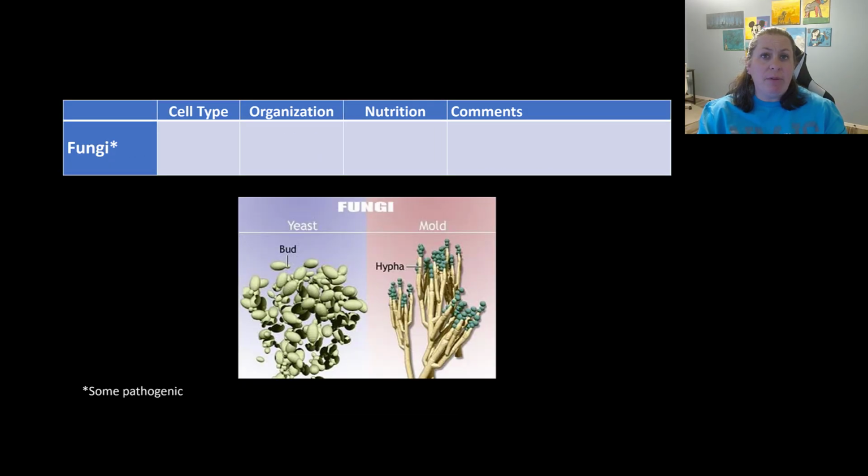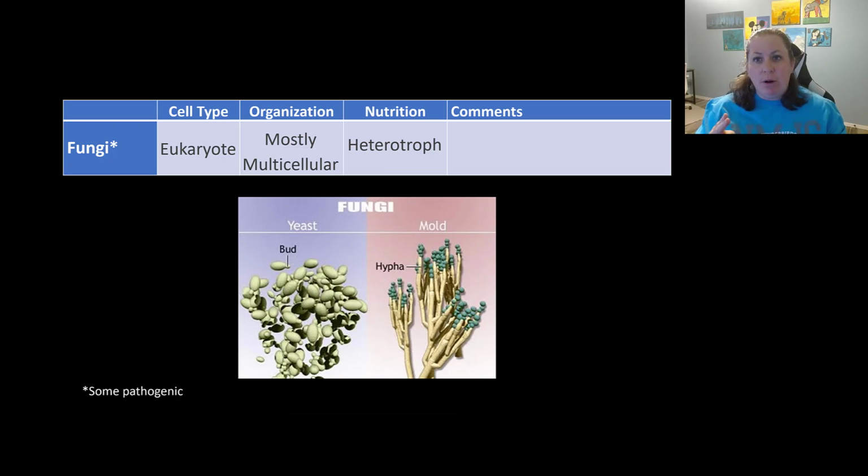In the group fungi, we do have some pathogenic versions of the group fungi. In this particular group, the cell type is also a eukaryote. Organization is they are mostly multicellular. Now again, exception, yeast. Yeast is a unicellular fungus. Now nutrition, they are heterotroph. They are going to actually consume their own food, but they do this through absorption. So they liquefy their food and they kind of just suck it up almost like a sponge in a sense.